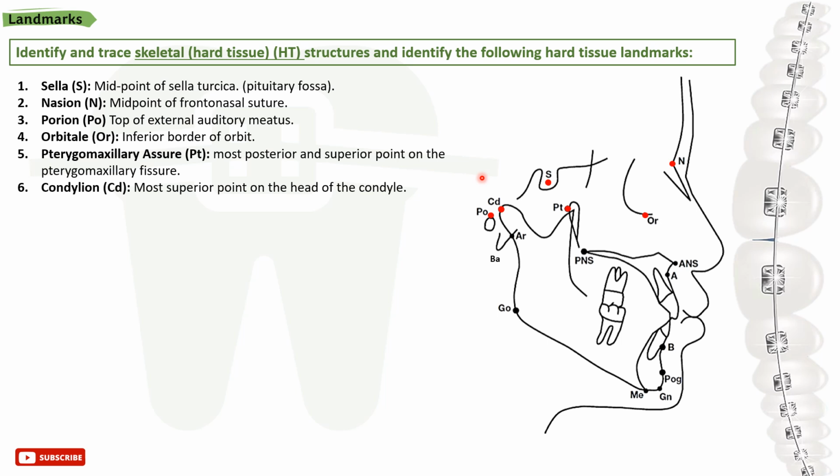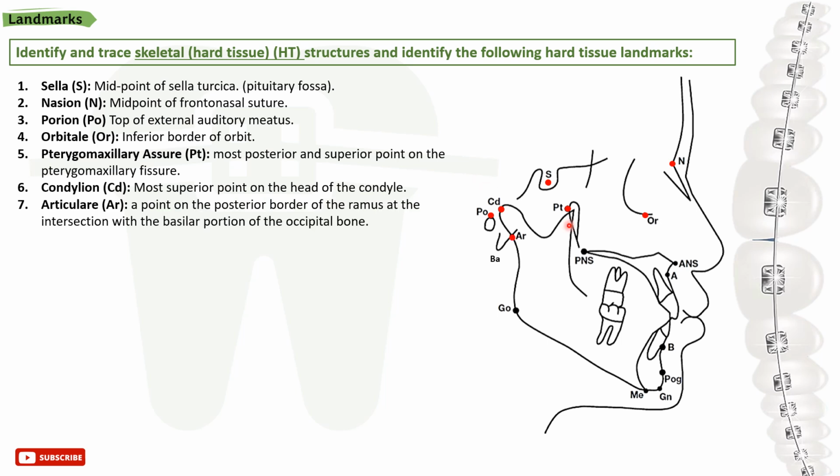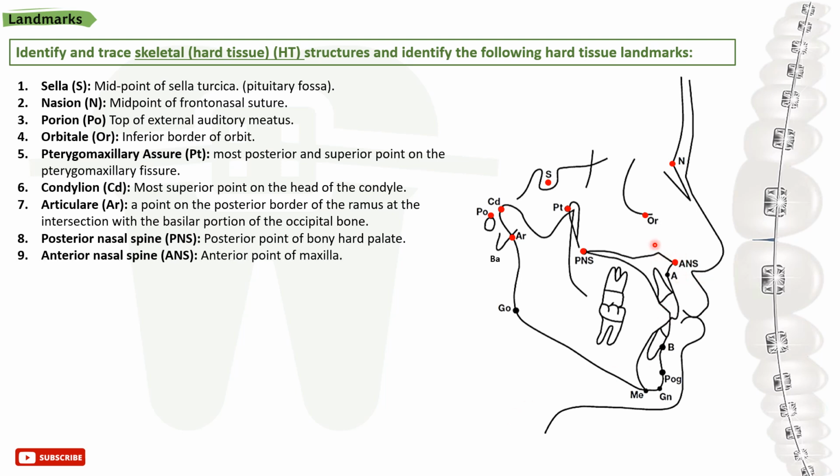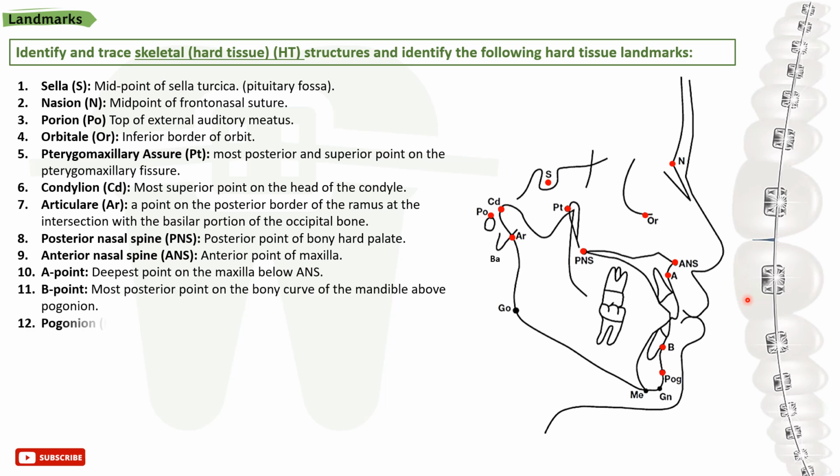Articulare, it is the point on the posterior border of the ramus at the intersection with the basilar portion of the occipital bone. Posterior nasal spine, PNS, it is the posterior point of bony hard palate. The ANS is the anterior nasal spine, and it is the anterior point of the maxilla. The A point is the deepest point on the maxilla below the ANS. B point is the most posterior point on the bony curve of the mandible above the pogonion.